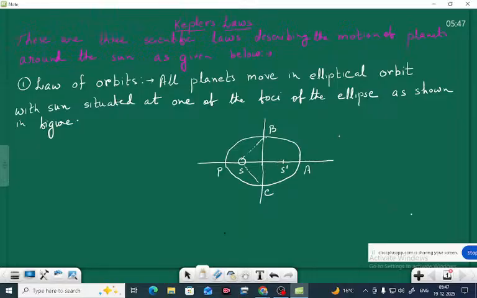This distance from B to C is 2B. And this distance from P to A is 2A.